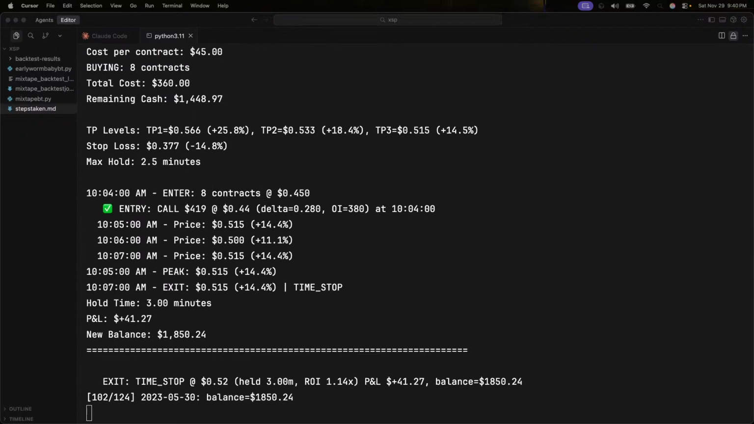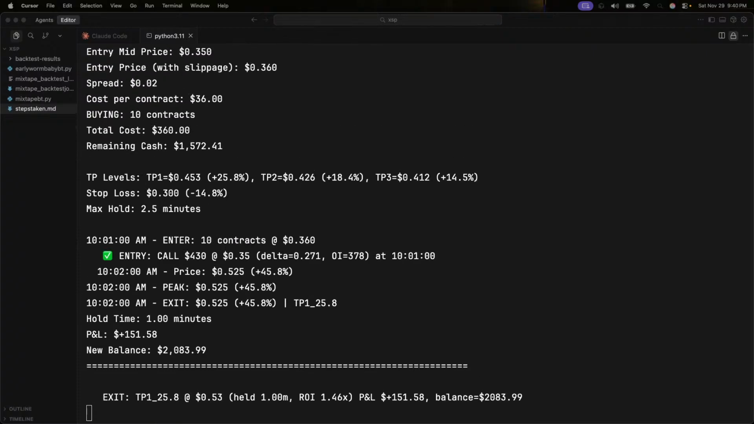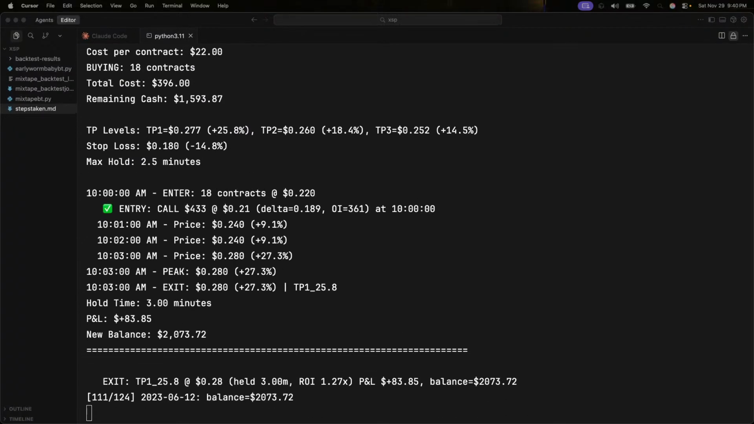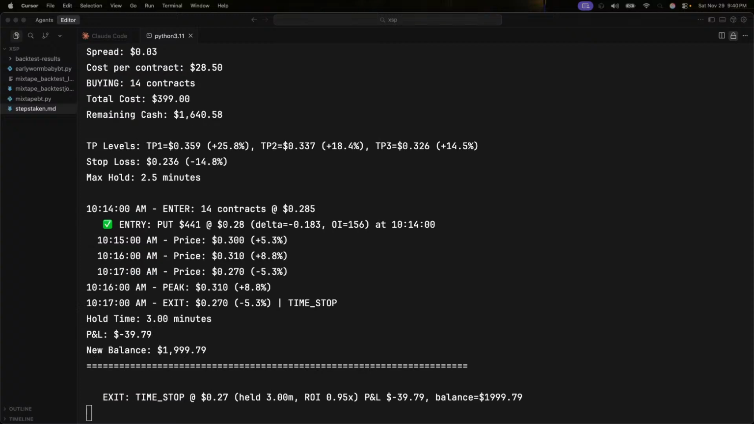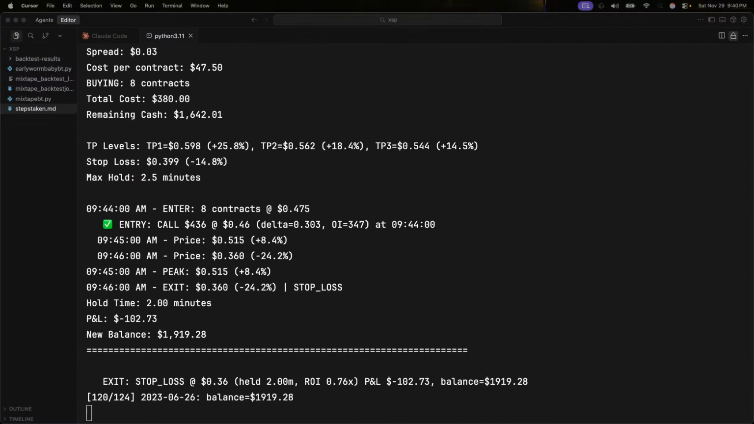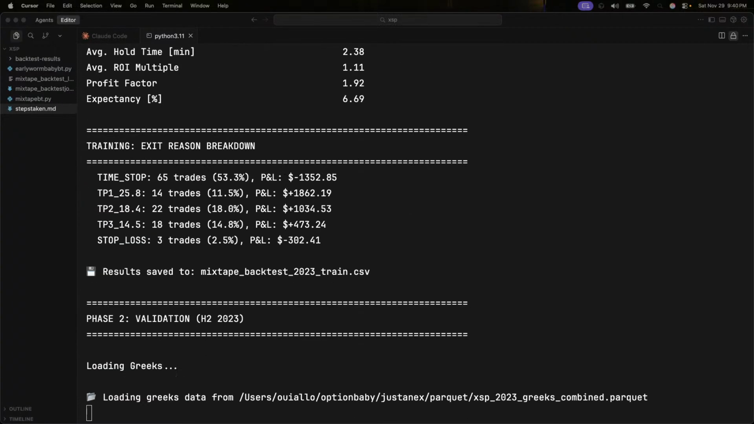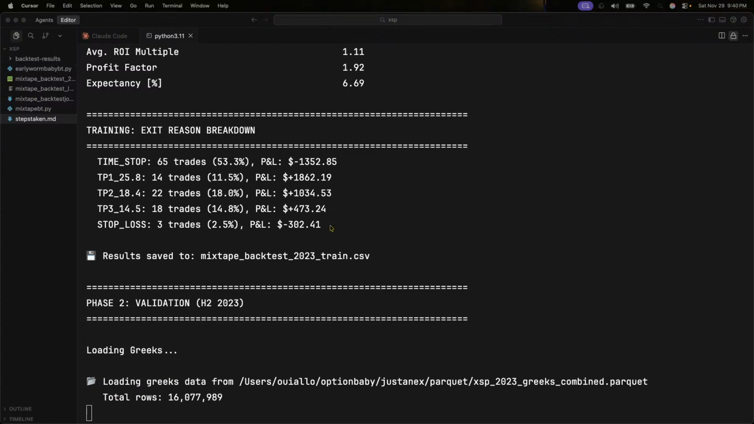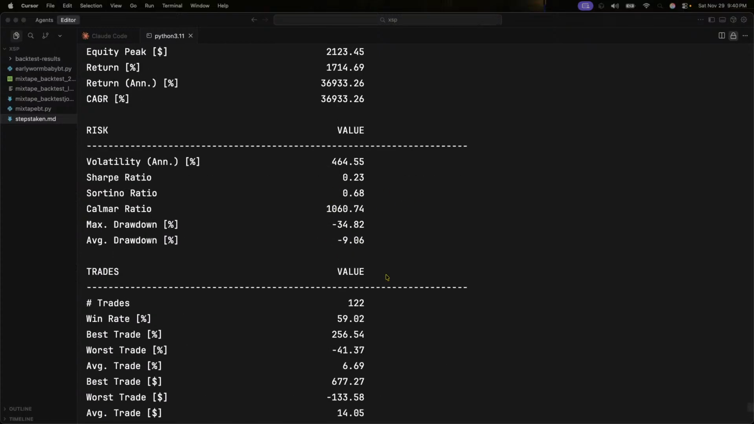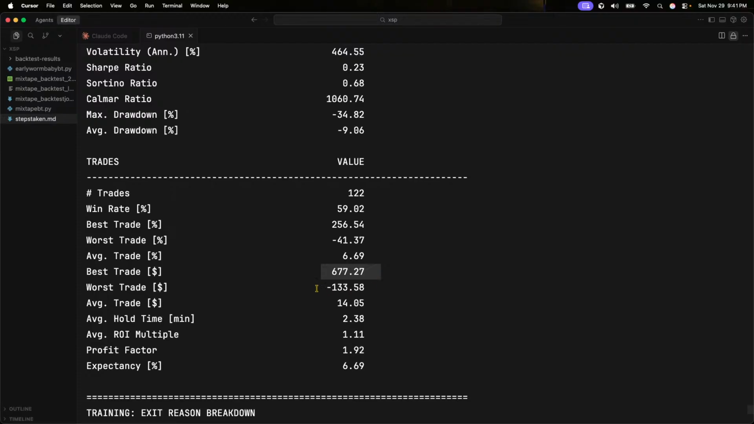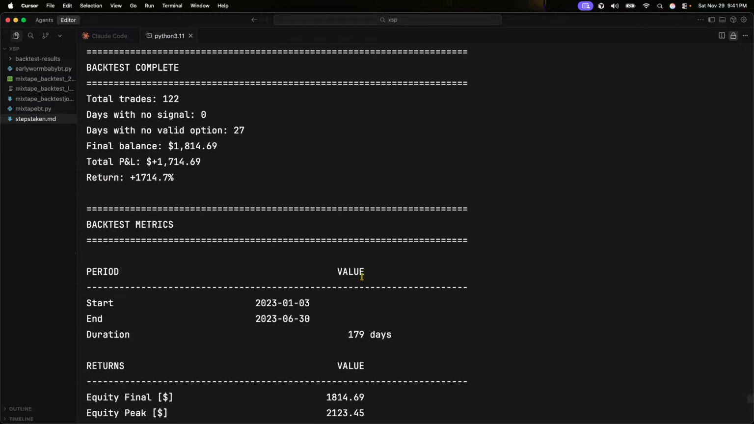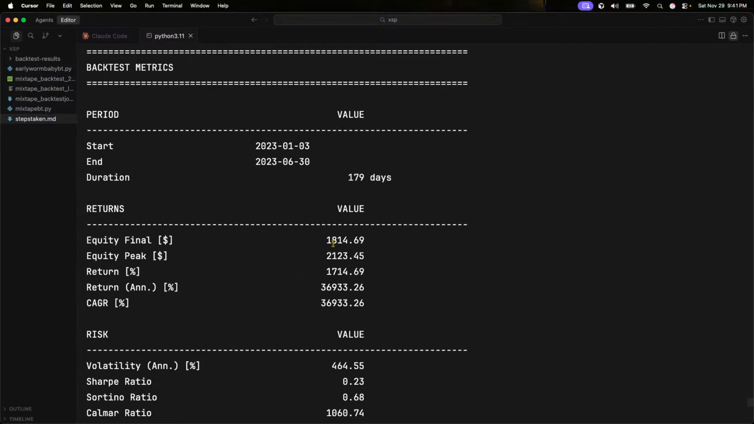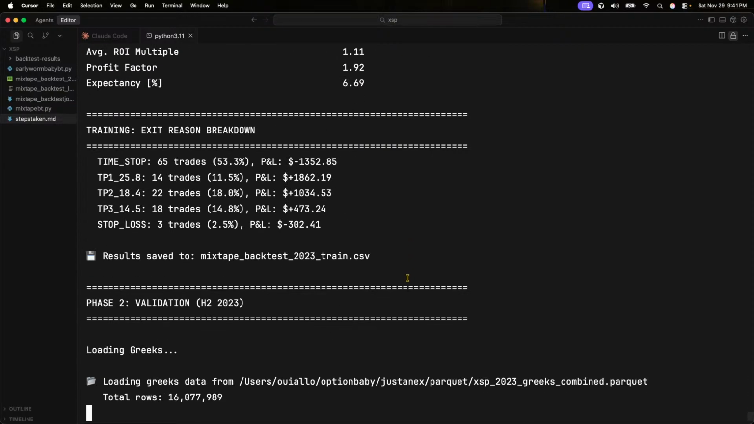Right now, look what it's doing. It's damn near about to bust 2,000. This is the first 6 months of 2023. Strategy's flying. I told you the stop loss at 14 was where it's at. I told you. 59%. Best trade was $600. Worst trade was $133. It went from $100 to $1,800. It peaked at $2,100.